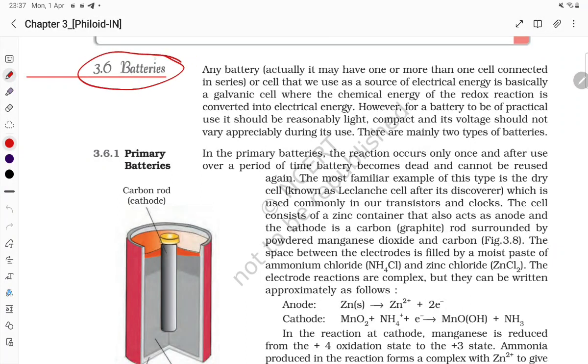Hi students, let's try to understand the battery. Any battery may have one or more than one cell connected in series.